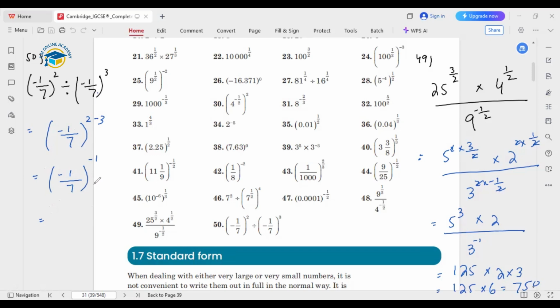But to make this negative 1 positive, you will invert this fraction. Negative 1 by 7 becomes negative 7, and only power 1 will be there. So no need to represent the power 1. Also one thing, when you are inverting the base, you do not need to change the negative sign. You will not turn the negative sign into a positive sign. The sign will be similar, just 1 by 7 will be 7 by 1. So I'm keeping 1 in the denominator, and you can simply keep it as negative 7.